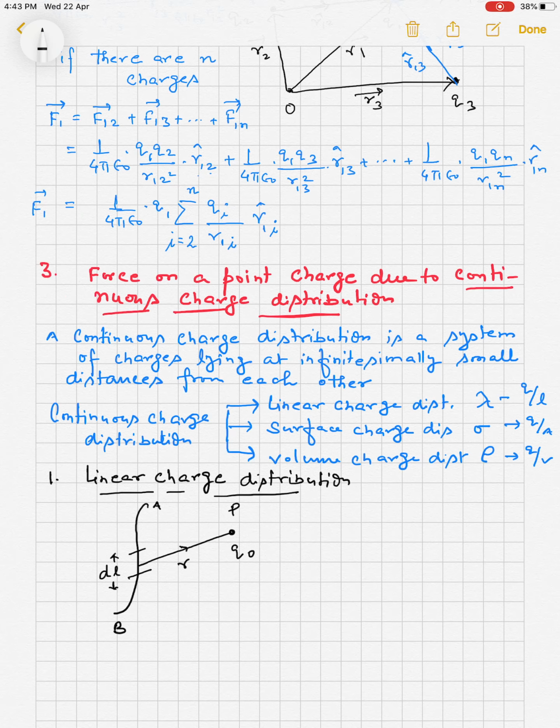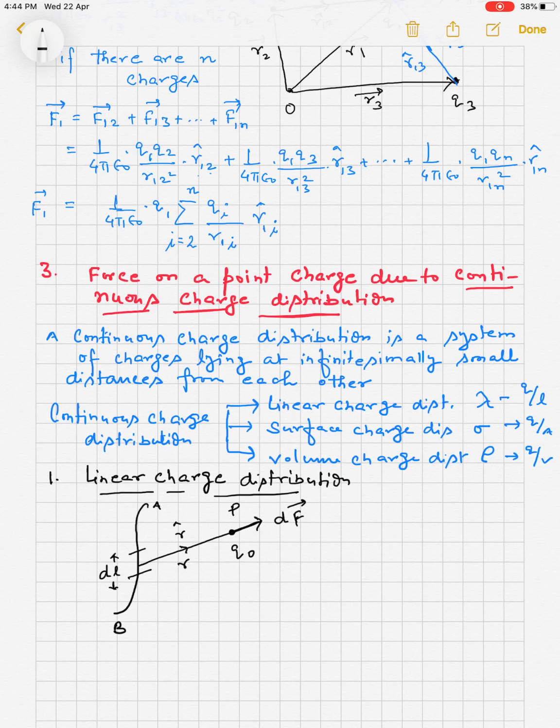Here is the R unit vector in this direction. Due to this small element, because the element is small, there is a small force. Suppose the force is dF. dF is the force due to this small element, and we have to find the force on point charge Q naught due to linear charge distribution.